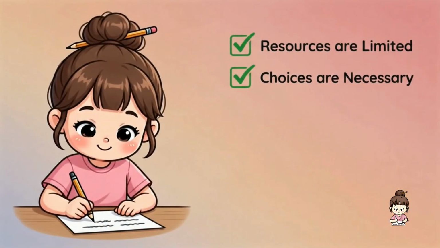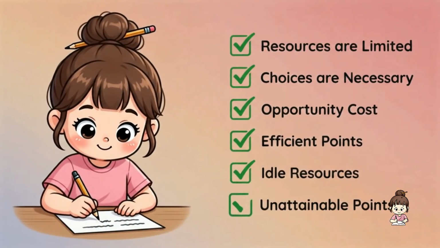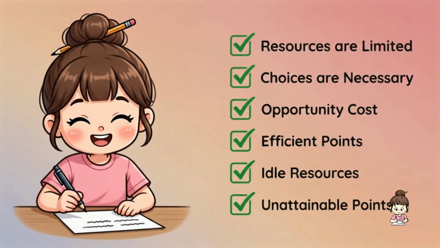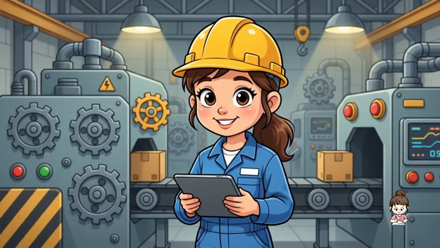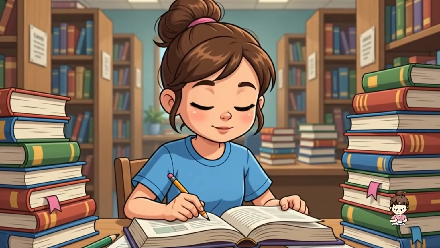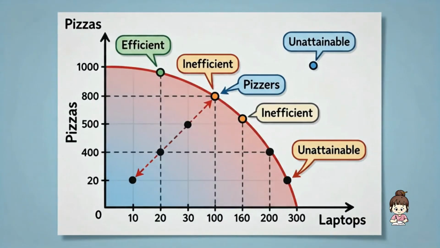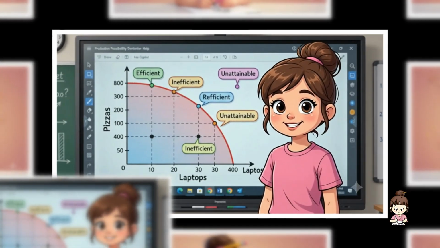Let's quickly revise everything you've learned. Now you know why every choice has a hidden cost, and why the production possibility frontier is one of the most important concepts in economics.